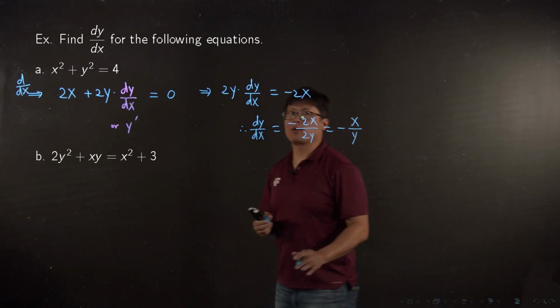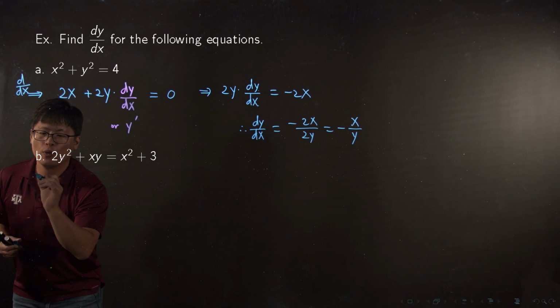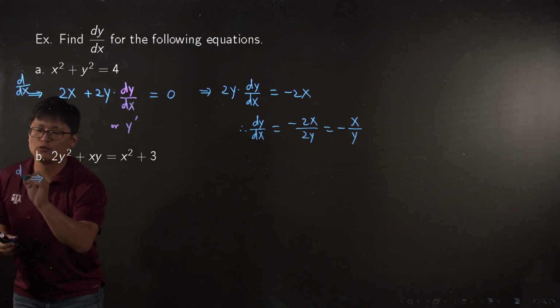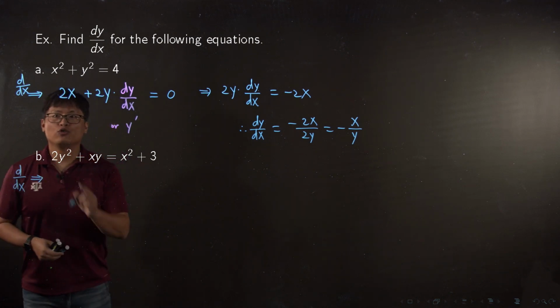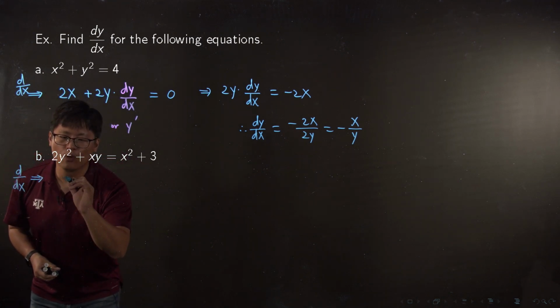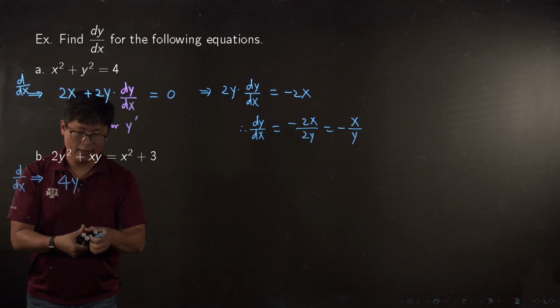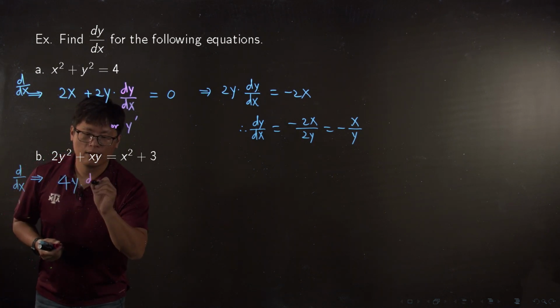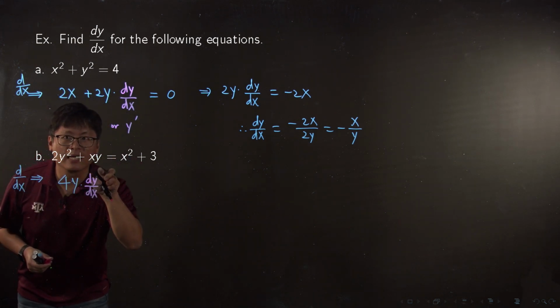We will do the same thing, okay? But you have to be careful for the second one. I will tell you later, okay? Here we go. We're going to take the derivative with respect to x, okay? Then the first term, 2y squared prime is 4y, but don't forget you have to multiply by dy over dx or y prime, okay? But look at the second term. I'm talking about this guy.